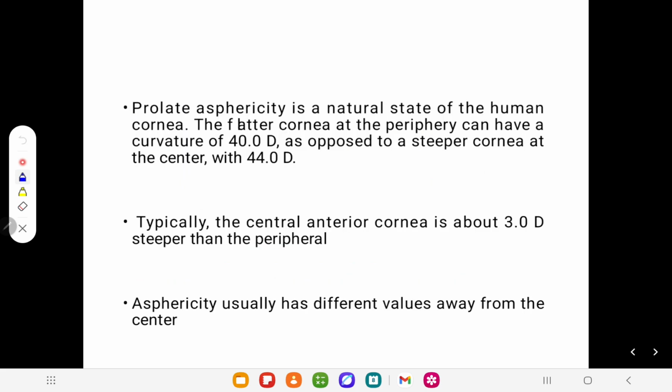So prolate asphericity is the natural state of the human eye. Just remember this. It will always come in the MCQs. Human eye has which type of asphericity, and options are prolate, oblate, parabola, hyperbola. It's always prolate. Okay. Which means flatter cornea at the periphery. So basically cornea is steeper at the center, and as you move to the periphery, it becomes flatter and flatter, isn't it? That type of surface is known as prolate.